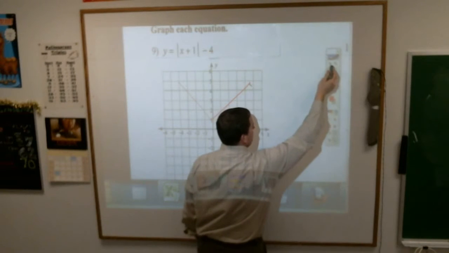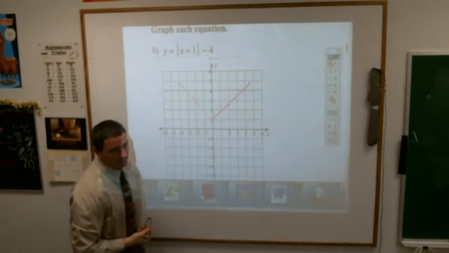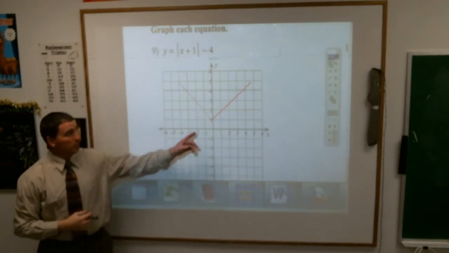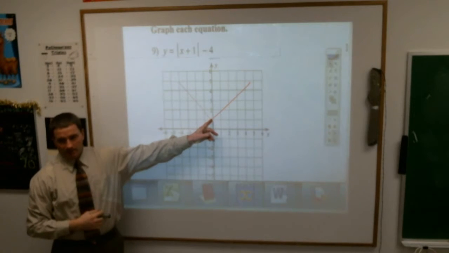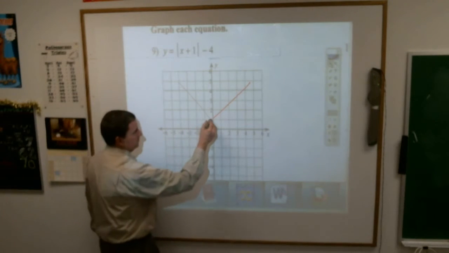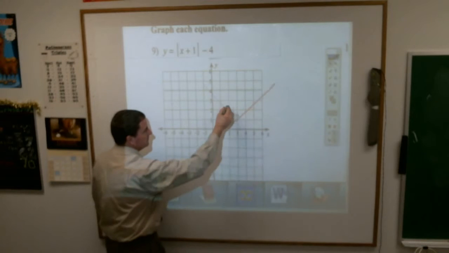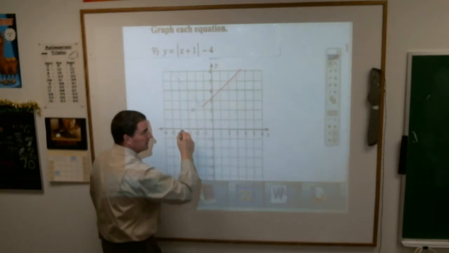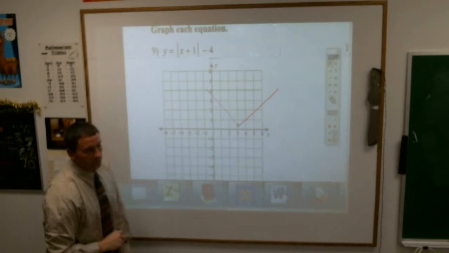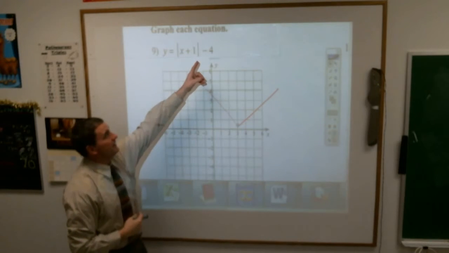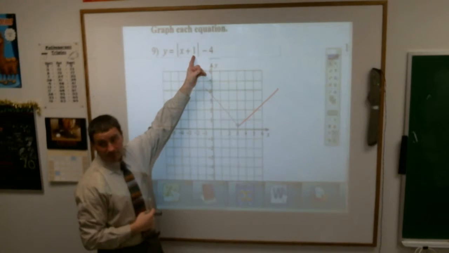Okay? You are going to have a V, but you just need to know where this point is going to end up. It could be anywhere, it could be down here, wherever. You don't just randomly pick. What tells you where the vertex of that V goes? This number and this number.